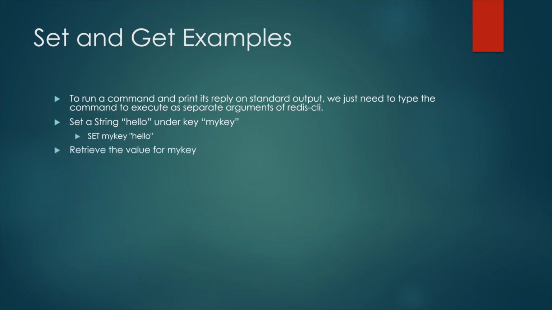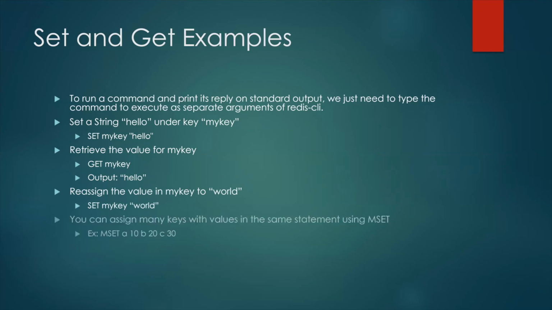Now if we want to retrieve the value hello from the key mykey, you're going to run the following command: get mykey. The output is just going to be, in this case, the string hello, as that's what we assigned to the value of mykey. Now, if we were to reassign the value of mykey to the word world, what command would we use? In this case, we would just use set mykey world again, as set will always override if the key name is the same.